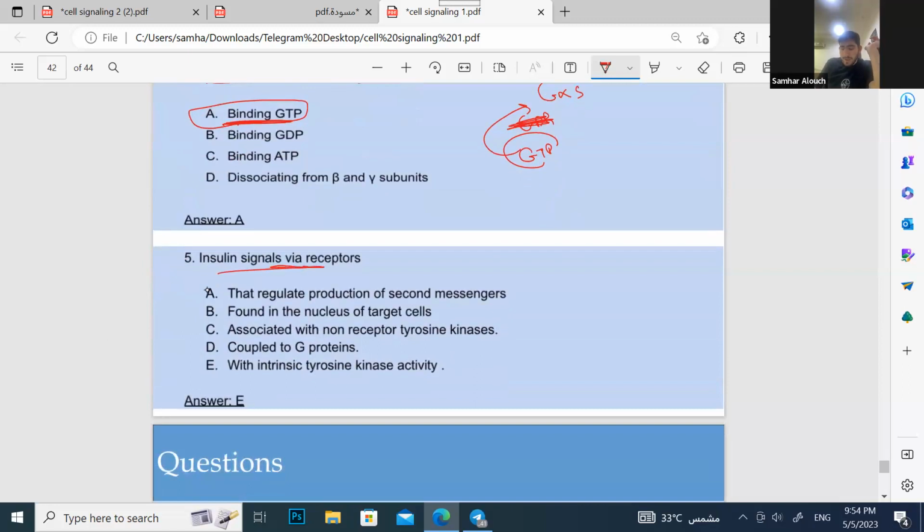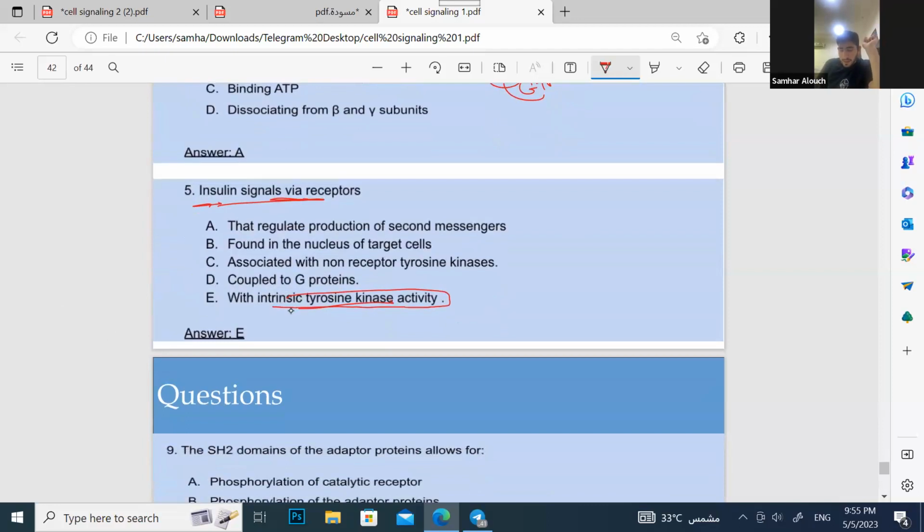Insulin signals via receptors, and it's just asking what the insulin receptor is. The answer is intrinsic tyrosine kinase, because the insulin receptor is a tyrosine kinase receptor. So insulin signals through a tyrosine kinase. That's it. And the tyrosine kinase is intrinsic. That's important because, as you remember, the tyrosine kinase is inside, so it is intrinsic. The receptor itself is the tyrosine kinase. So C is wrong because it says non-receptor. No, it is a receptor tyrosine kinase because the tyrosine kinase is part of the receptor itself.